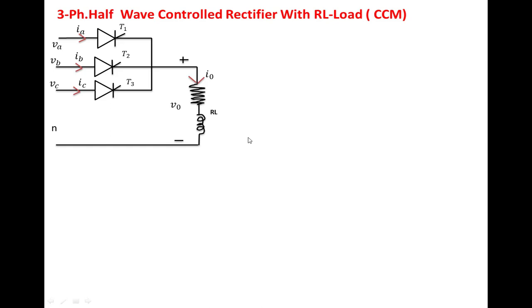In this class, we are going to discuss the three-phase half-wave controlled rectifier with RL load, continuous current mode. Here we have taken the firing angle alpha equal to 60 degrees.